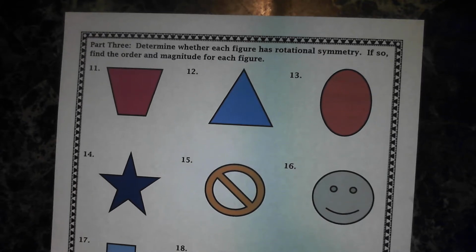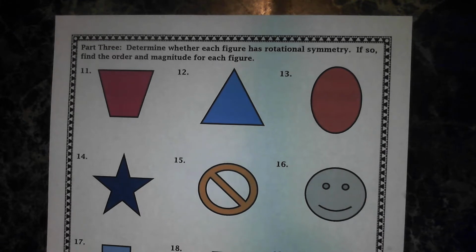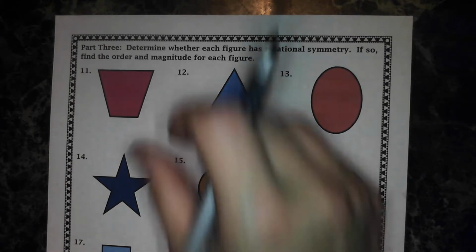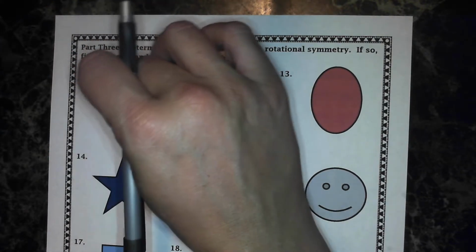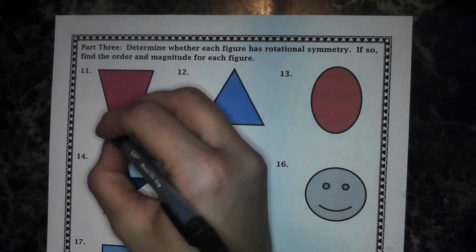Okay, for part 3, we determine whether each figure has rotational symmetry. If so, find the order and magnitude of each figure. So, if we're able to rotate it, how many times? So within 360 degrees, so going all the way around.